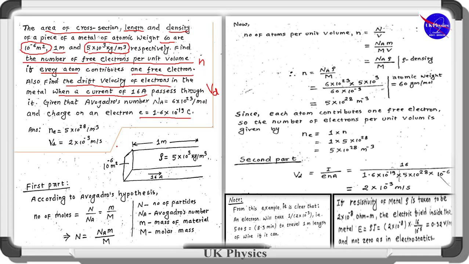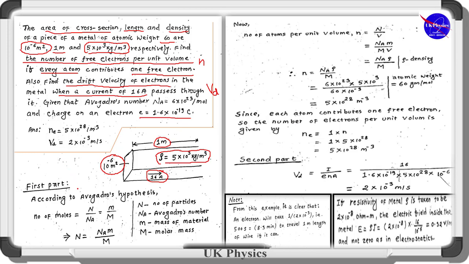Let's get started. This is the figure according to the question. So in the question we are given the length of the conductor as 1 meter, and the cross sectional area 10 to the power minus 6 meter square, current flowing through the conductor 16 ampere, and the density of the metal, which is 5 into 10 to the power 3 kg per meter cube. So in the first part we are asked to find out the electron density.